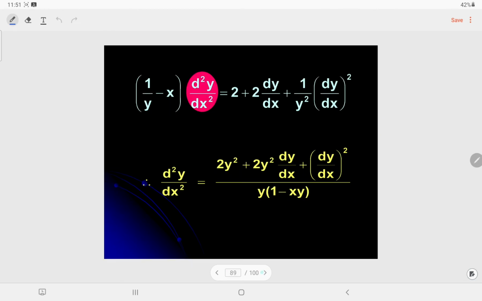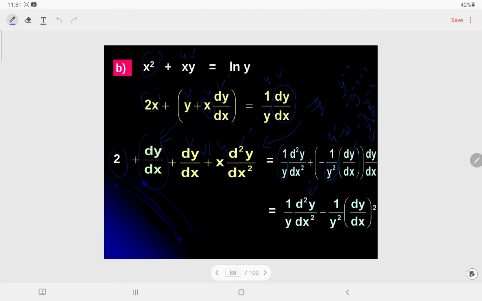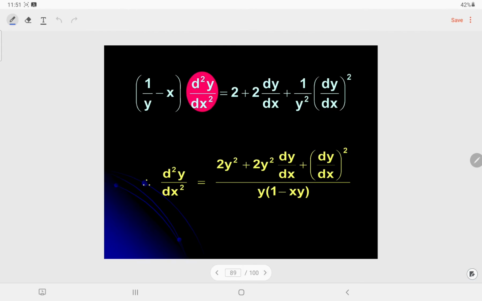We factorize. Take the term which has the second derivative, bring it to the left hand side, and then the dy over dx terms to the right hand side, so we can get d square y over dx square.